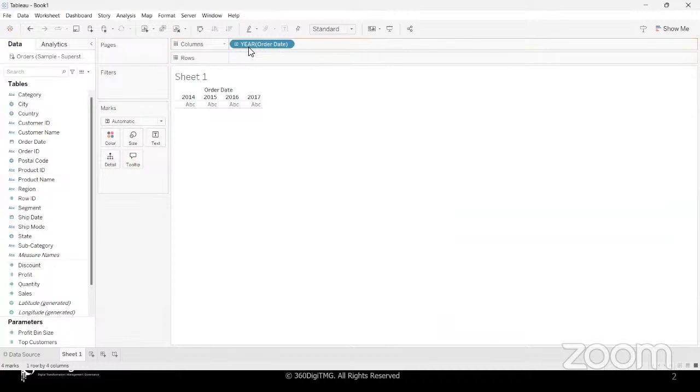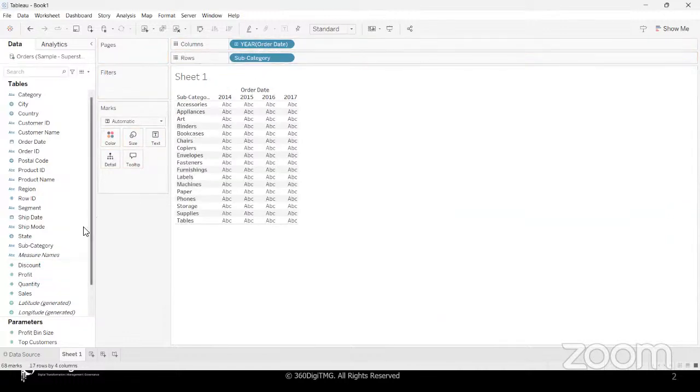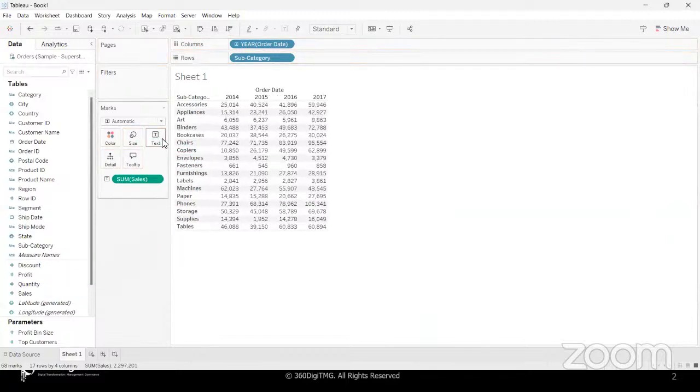So I'm taking order date to columns and I will take subcategory to the rows, that is different products. And I would like to look at the sales. I'll directly drop it into the table. Okay, so I can see what the value is. Each and every value we can see.